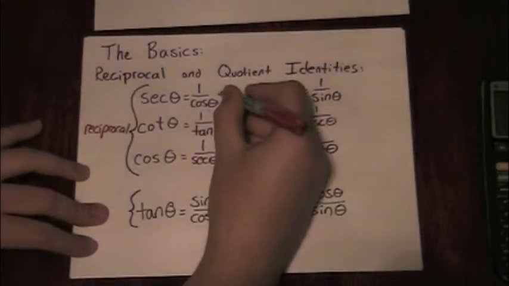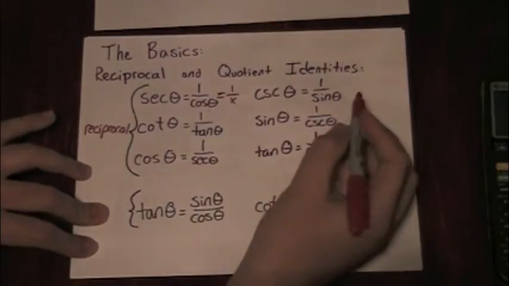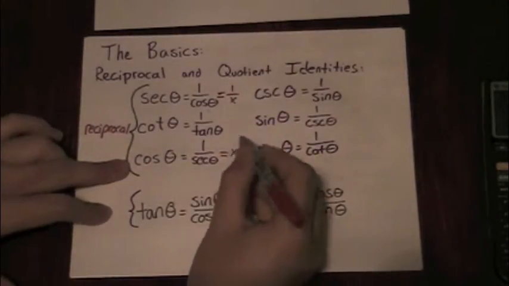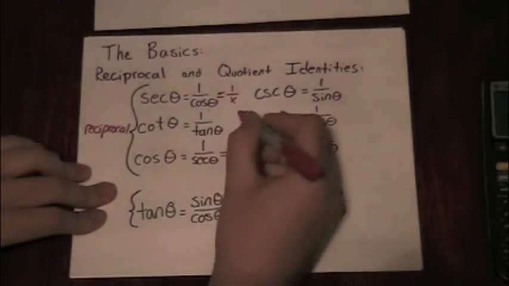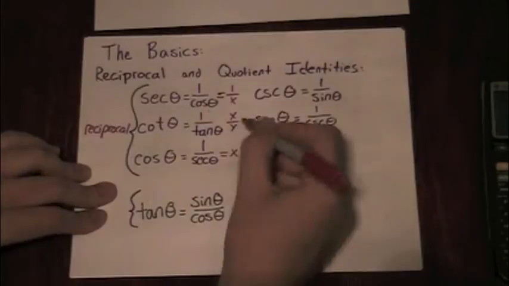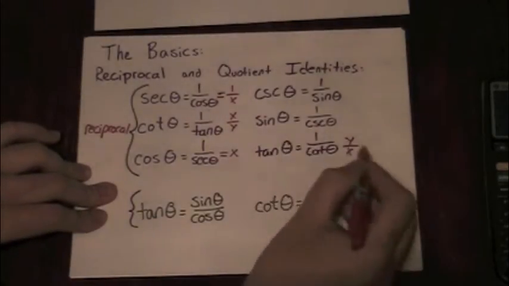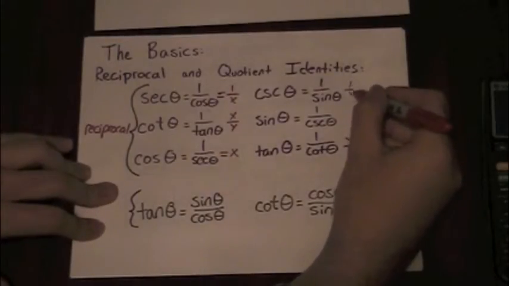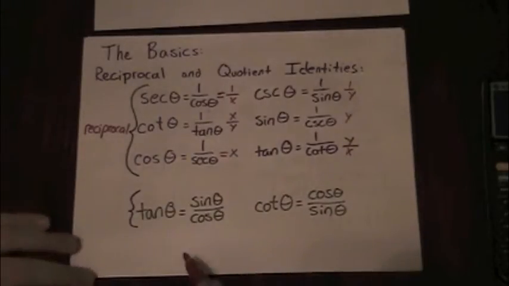On the unit circle, secant is the same as 1 over x. Cosine is x, so it makes sense that these two are reciprocals. Cotangent is x over y. Tangent is y over x. We can also see that those are reciprocals. You can do the same thing with sine as 1 over y and y.